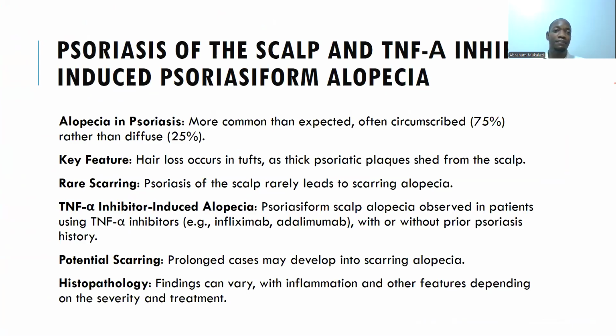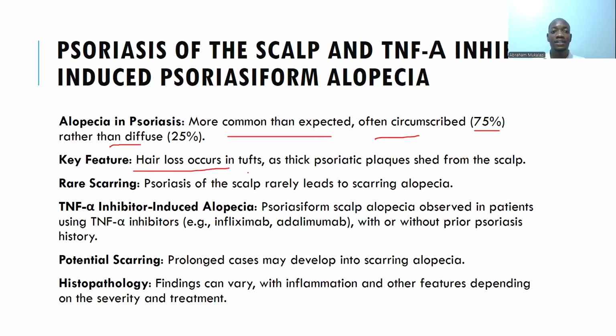Then the other thing that can cause a non-scarring type of hair loss is psoriasis of the scalp, and also tumor necrosis factor alpha inhibitors. That can also give you a psoriasiform type of alopecia. And in this case, it is more common than expected. Oftentimes, someone will get a well circumscribed area of hair loss, that's about 70%, and then it can also be diffuse, which makes up the remaining 25%.